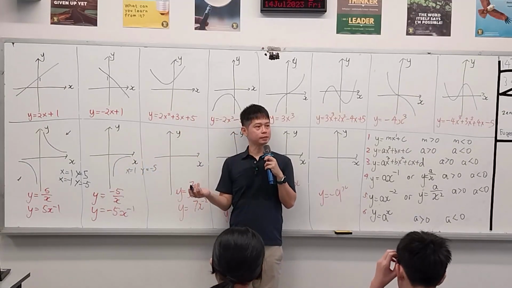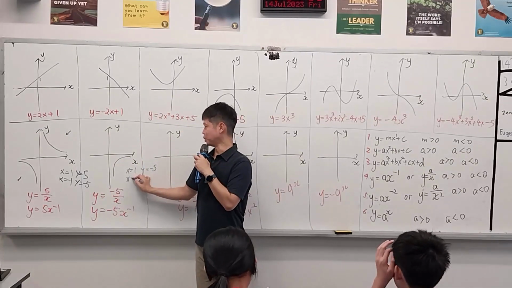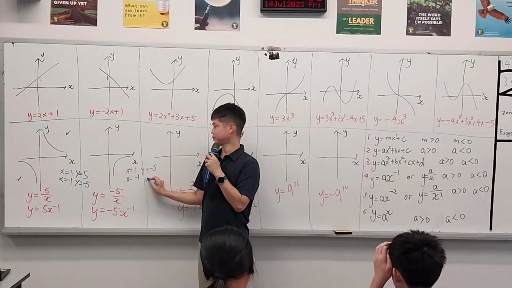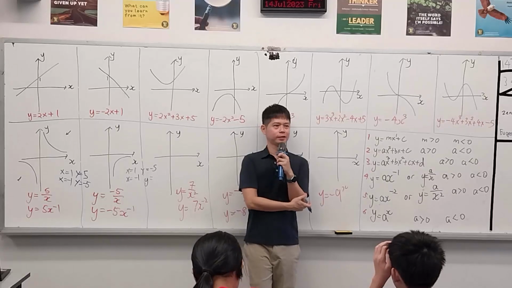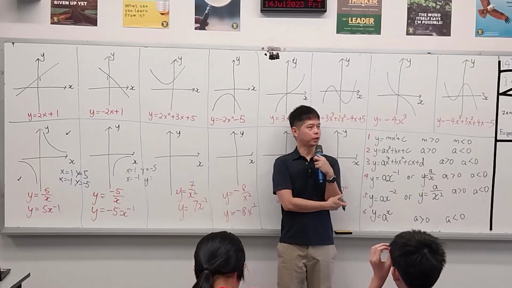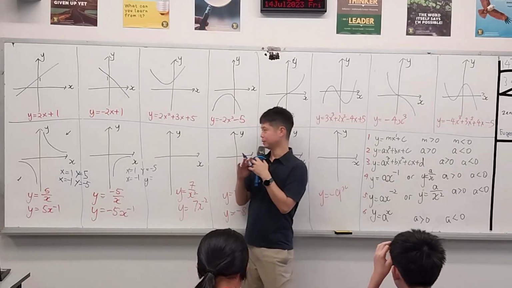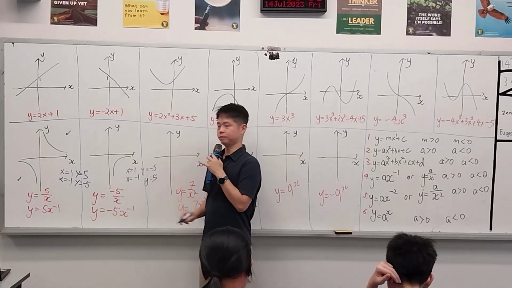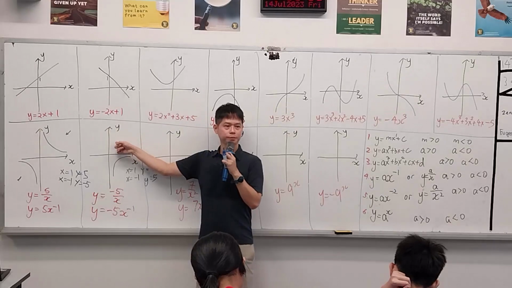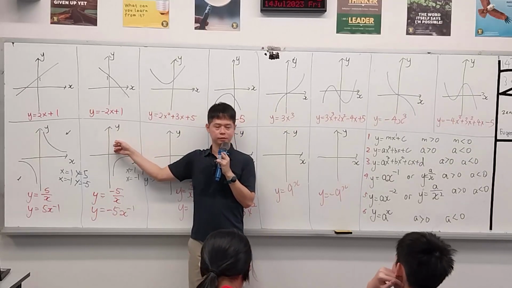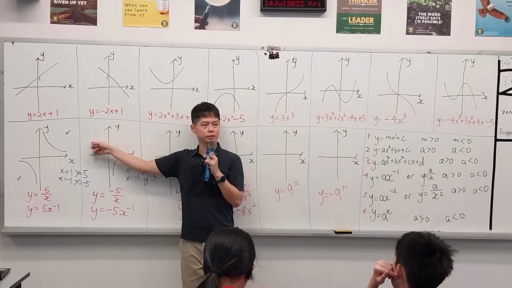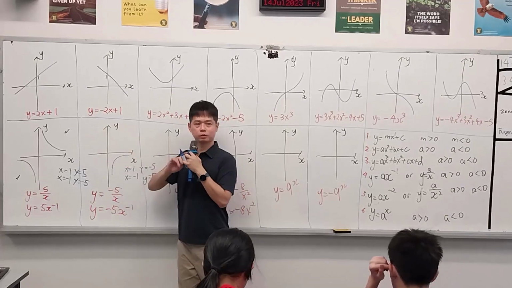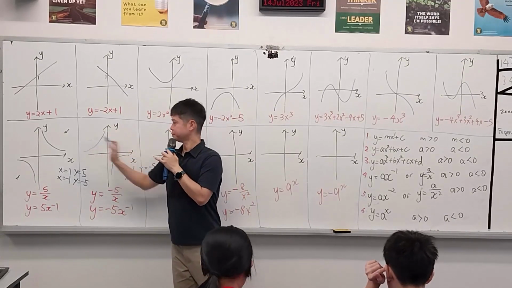What do you think I will try next? X equals to -1. What is y? Can you please help me out here? What is y? 5. So -1 and 5. Is it down here? Down here? Down here? Then you draw the curve here.